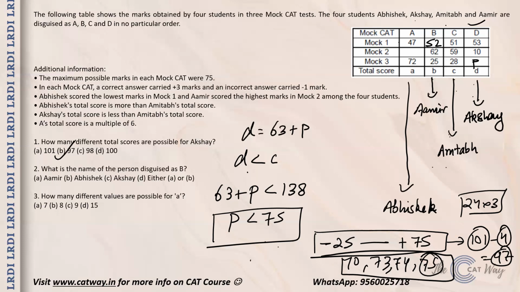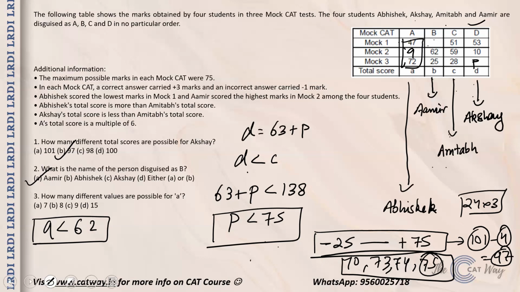Now, what is the name of the person disguised as B? We have already calculated option number A. Coming to the third one, how many different values are possible for A? So the different values that are possible for A are that, now something that we know is, let's say this is Q. Now what we know is that Q is definitely less than 60, right?